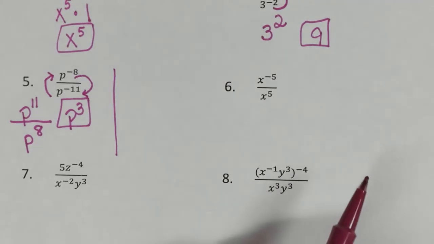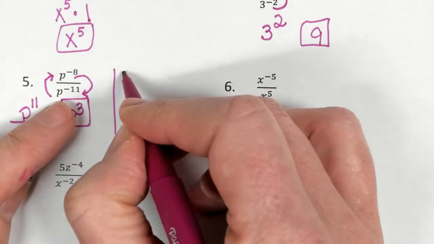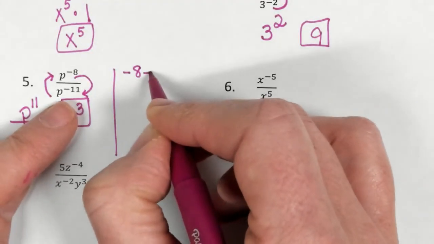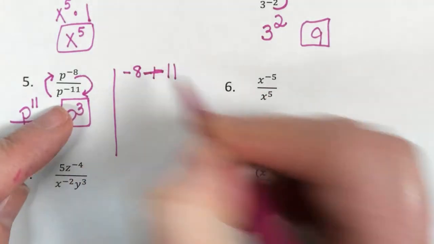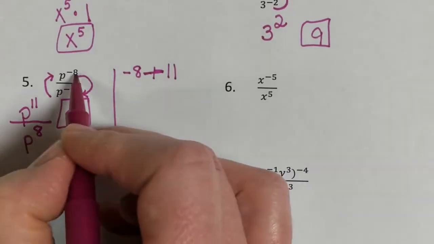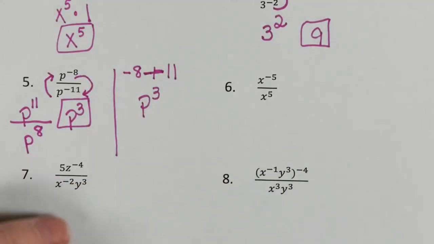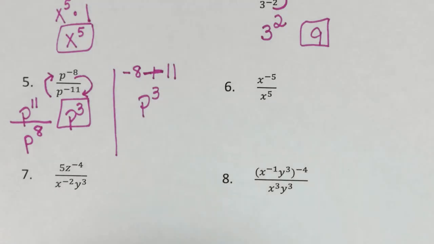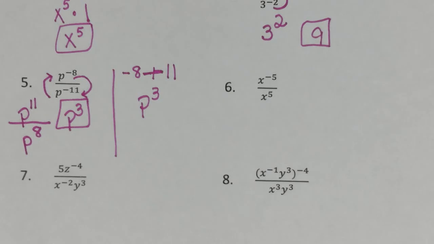The second way to do it would be to go ahead and subtract the exponents first. Negative 8 minus negative 11 is positive 3, right? I said negative 8 first, so p to the third is left in the numerator and there is nothing left on the bottom. So a couple of different ways you can approach that, and it's totally up to you how you feel most comfortable.